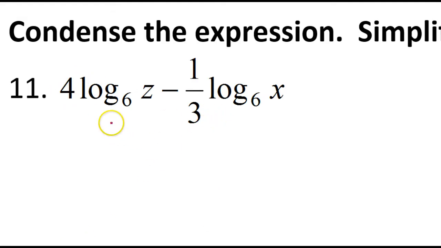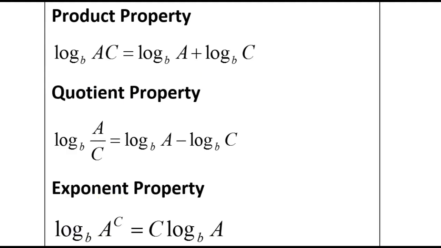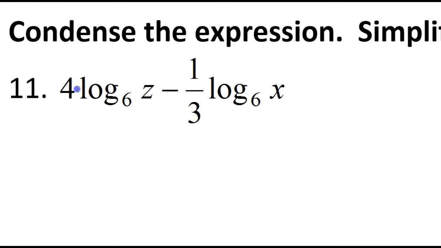So the first thing we have to do is use what we call the exponent property. That's the one that says if you have a number in front, a coefficient, when you're dealing with logarithms, you can put it on the inside as an exponent. So you can move it from the front to be an exponent. So I have 2 coefficients here. I'm going to take each one of them and move them and put them as exponents.